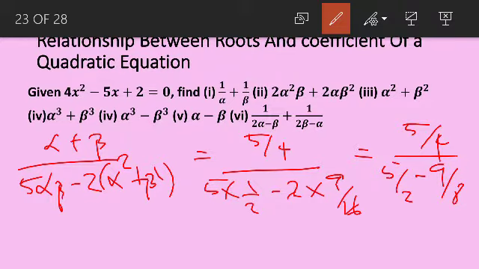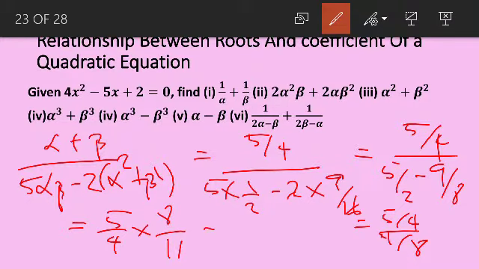2 can go in 16 to give us 8. And that is going to give us 5 over 4 now divided by 5 over 2 minus 8, which is going to give us 11 over 8. Okay, so that means we are going to have 5 over 4 times 8 over 11, which when we cancel is going to give us 10 over 11. So the answer to that question is 10 over 11.